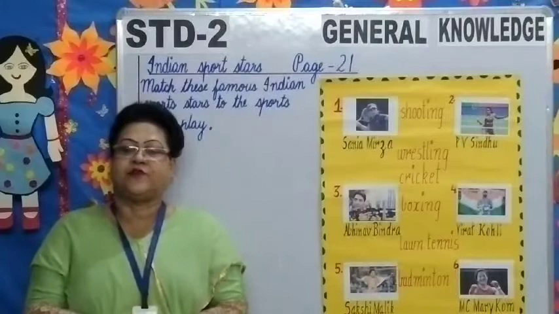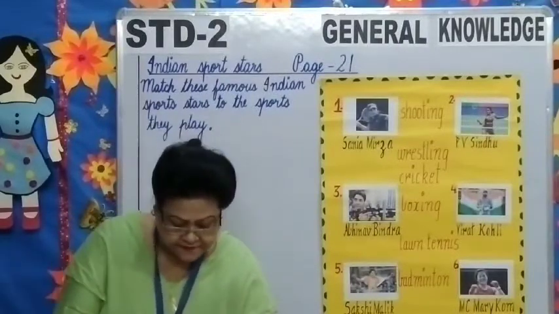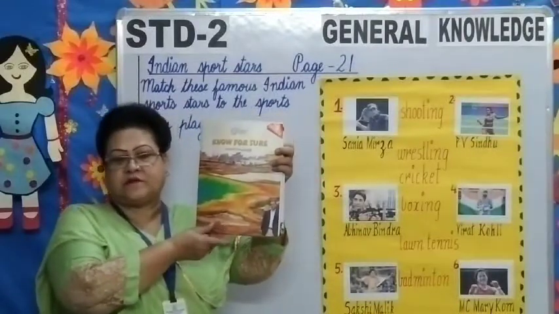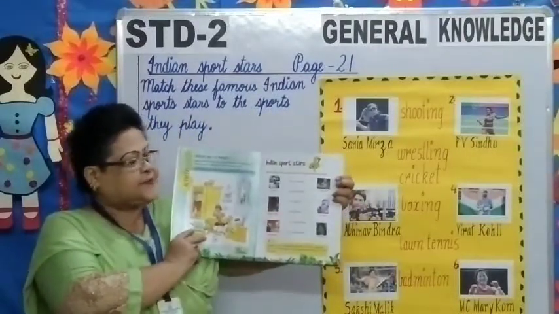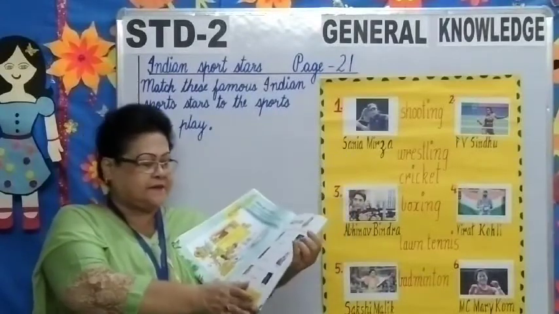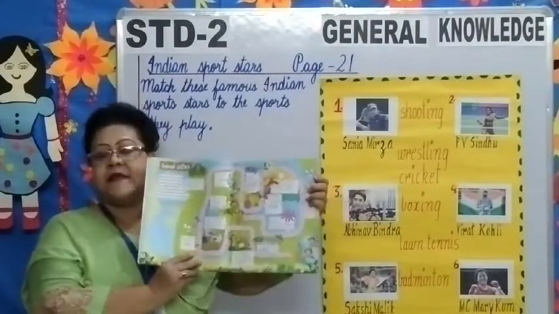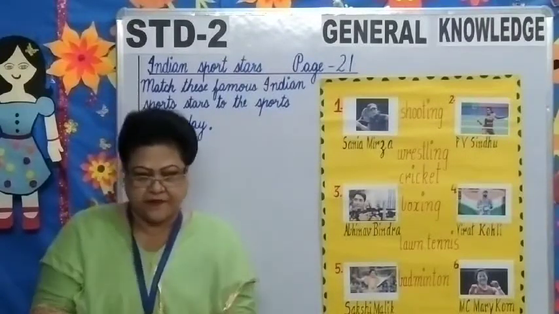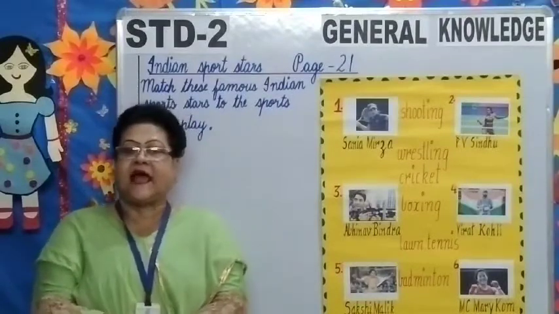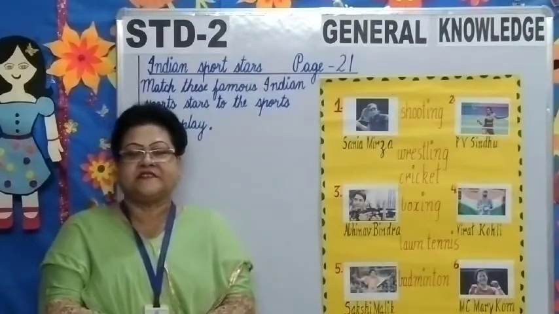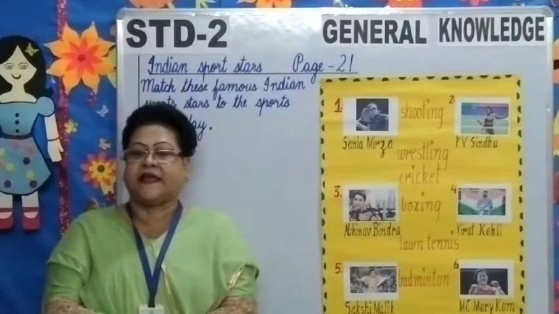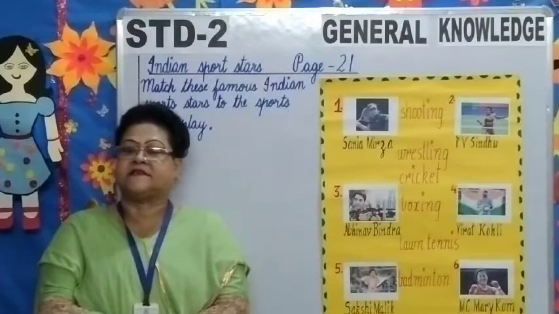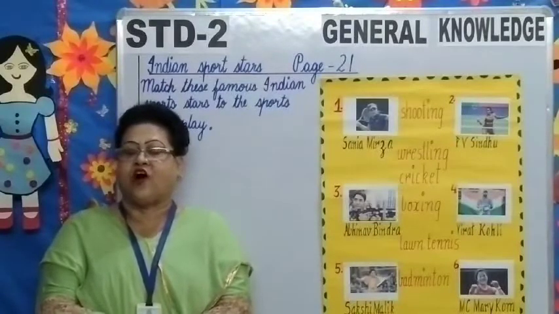Today, children, I'm going to teach y'all two topics from your General Knowledge book. Indian Sports Stars, page 21. Animal Safari, pages 22 and 23. Sport is an activity involving physical exertion and skill in which an individual or a team competes against another or others for entertainment.